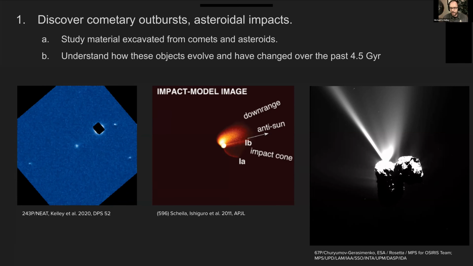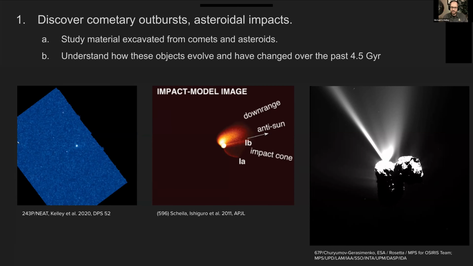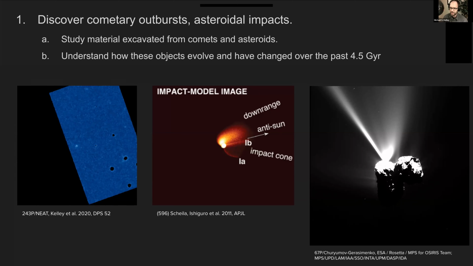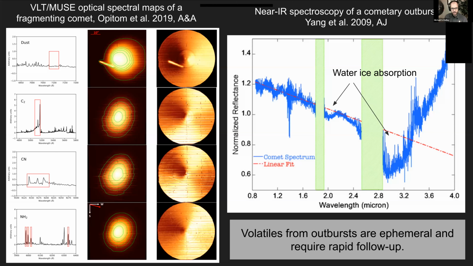The same thing with asteroidal impacts, except in that case, asteroids are usually inert objects, so they don't have any kind of mass loss. So an impact is the only way we get to see what's on asteroids, short of sending a spacecraft there. For cometary outbursts, rapid follow-up is really important, especially for comets, because of the volatiles produced by the impact or the outburst. The gases move at 1 kilometer per second, which, depending on where it is in the solar system, could be like an arc minute a day.